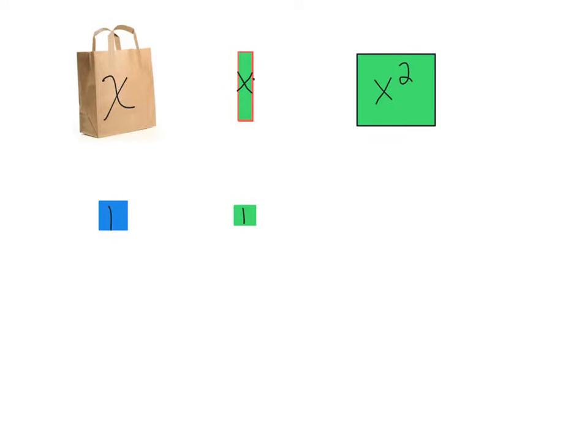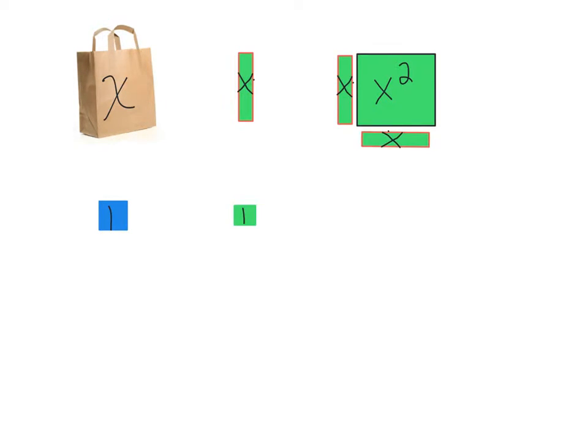Okay, so the last tile that I'm going to show you right now is the tile that we use for x squared, and that's going to be a larger square. In my video right now it's green. The tiles we're going to use in class might be blue. But what you're going to notice is that the size of x squared, because the length of this large square is x, and the width is also supposed to be x.